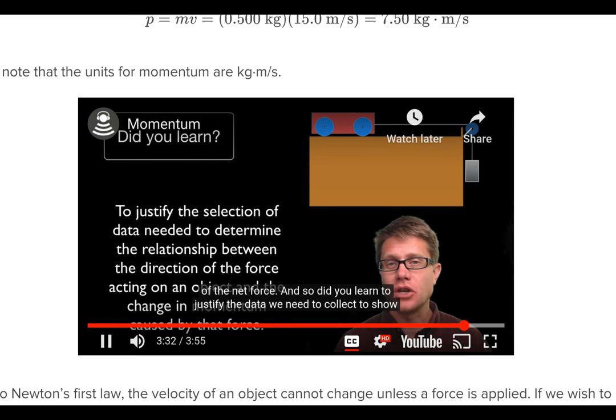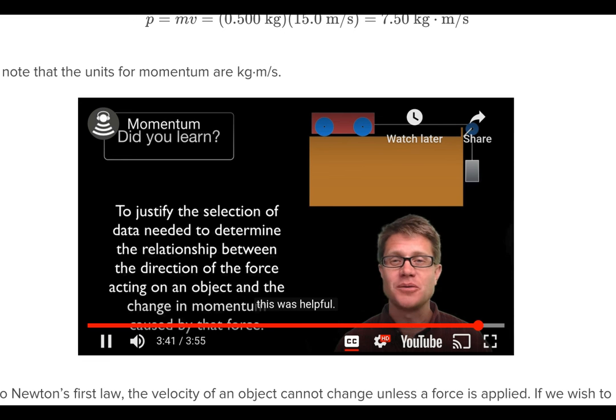And so did you learn to justify the data we need to collect to show that the net force eventually impacts the change in momentum? I hope so, and I hope this was helpful.